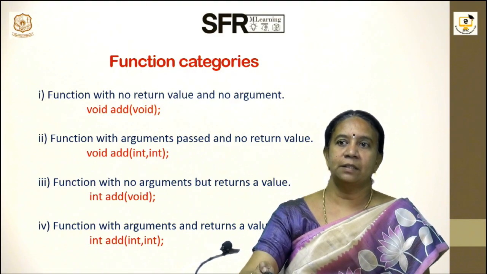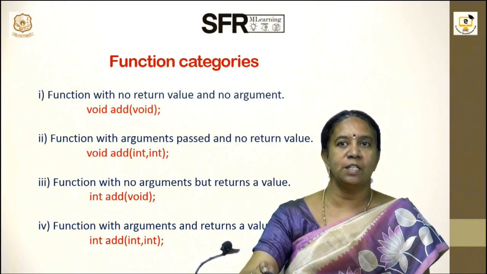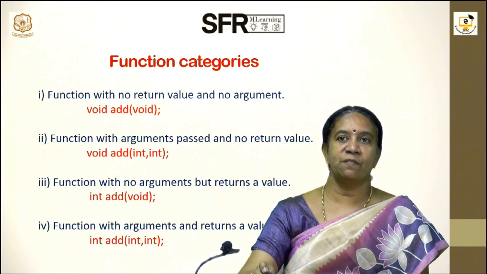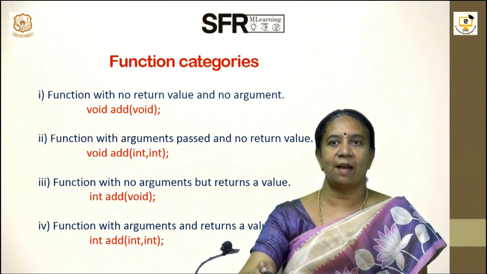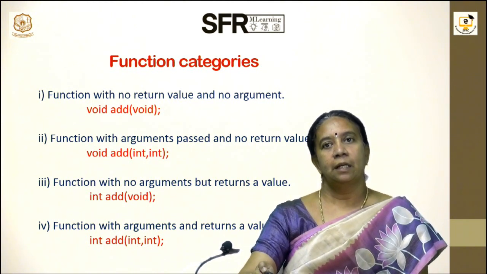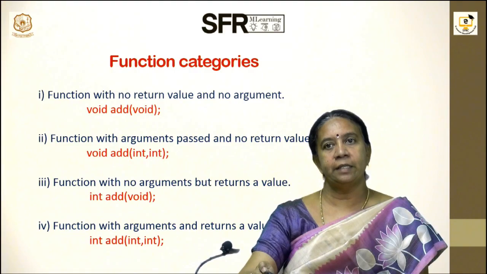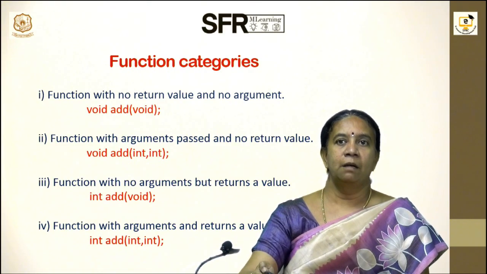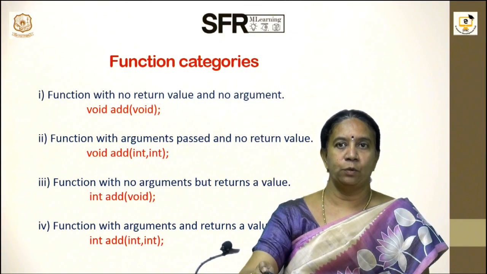Then the third one is the function with no arguments but returns a value. That means no arguments are there but it returns a value. That's int add(void). Then the final function, with arguments and returns a value. Here int add(int, int). That means the number of arguments may vary but it should return a value.